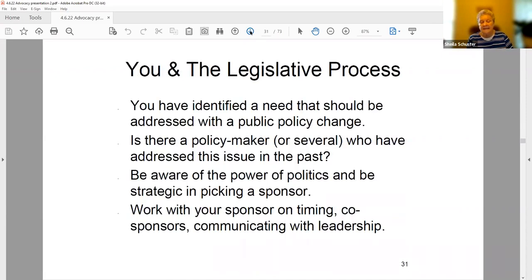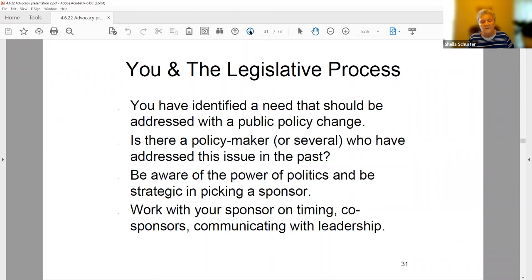So you've identified a need. You want to find out if there's a policymaker or maybe several who have addressed this issue in the past. You can actually go to the Legislative Research Commission website. And if you click on bills and you click on this session or previous sessions, there's an index of topics. So there actually is a topic around mental health, and also one around substance abuse. You can look and see who the legislators have been who have filed legislation in the past. That's a good way of getting to know the ones that are interested in this. Be aware of the power of politics and strategic in picking a sponsor.